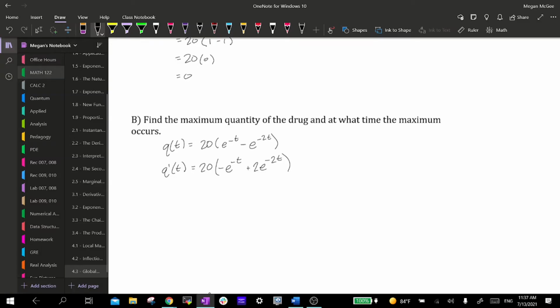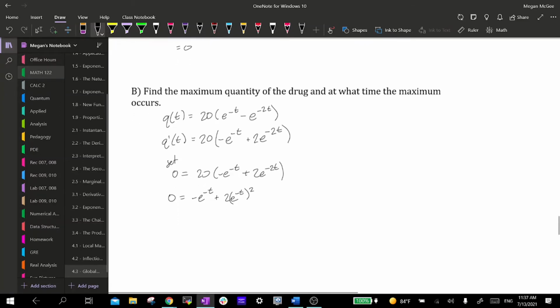Alright, but then we need to set this equal to 0. 20 negative e to the negative t plus 2e to the negative 2t. Go ahead and divide through by 20, so we get 0 is equal to negative e to the negative t plus 2e, and I'm going to go ahead and write this as negative t squared.